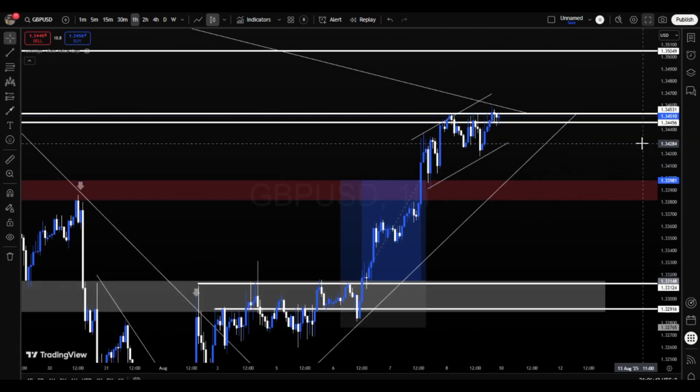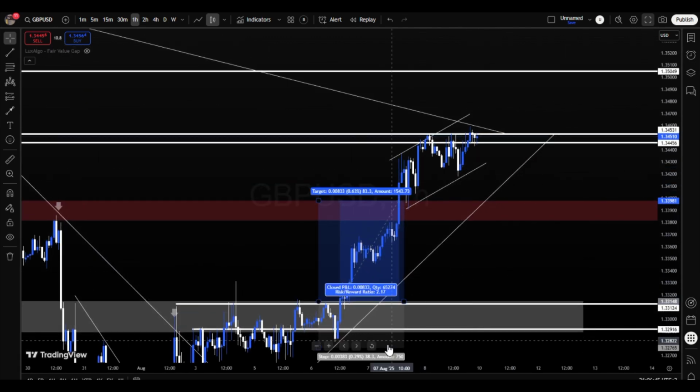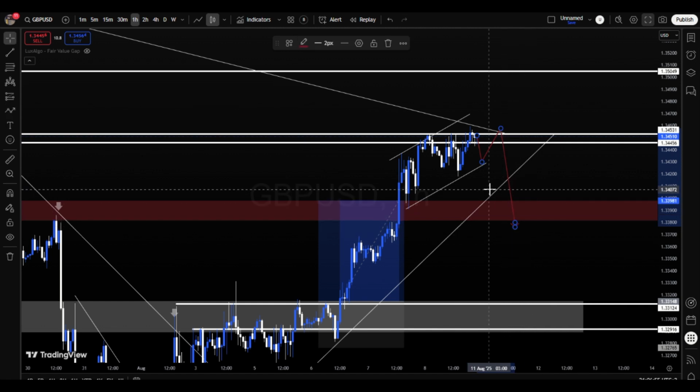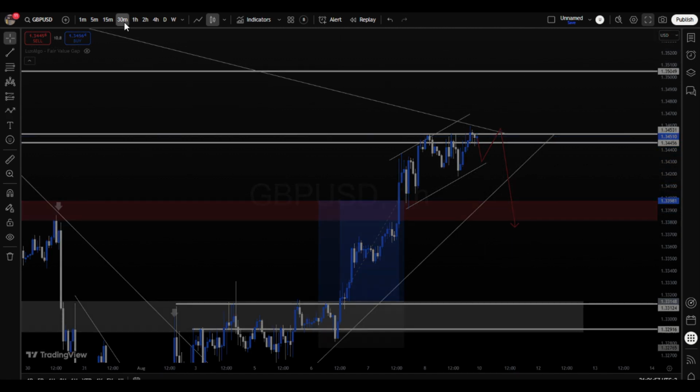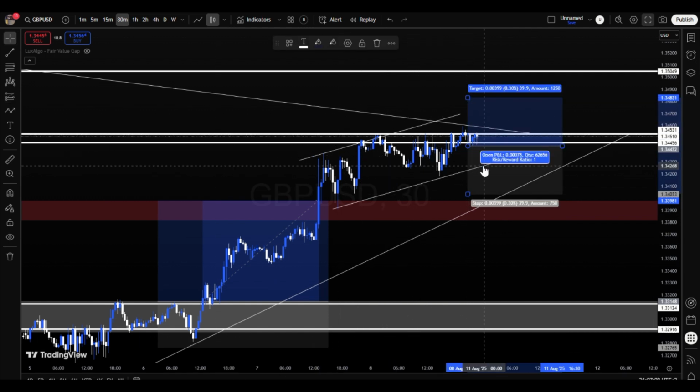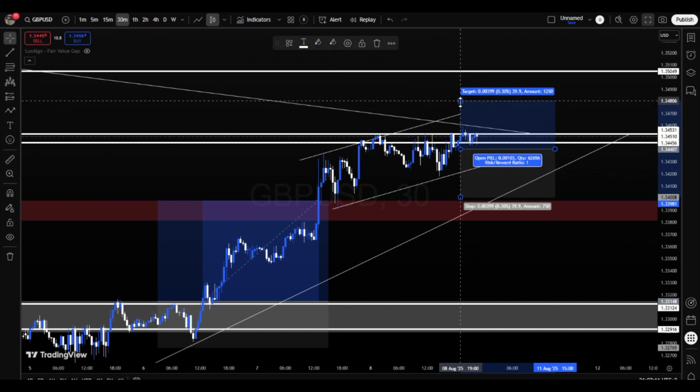Maybe from breaking this level here, let's say if we break this level, I feel like we are coming to this level. This is what I'm looking for on GBPUSD. I feel like we'll be getting a few sales. Let's quickly jump to 30 minutes. Right now the aim is to get a good entry. If you're willing to take an entry from here, maybe keep your stop loss a bit safer at this particular level.